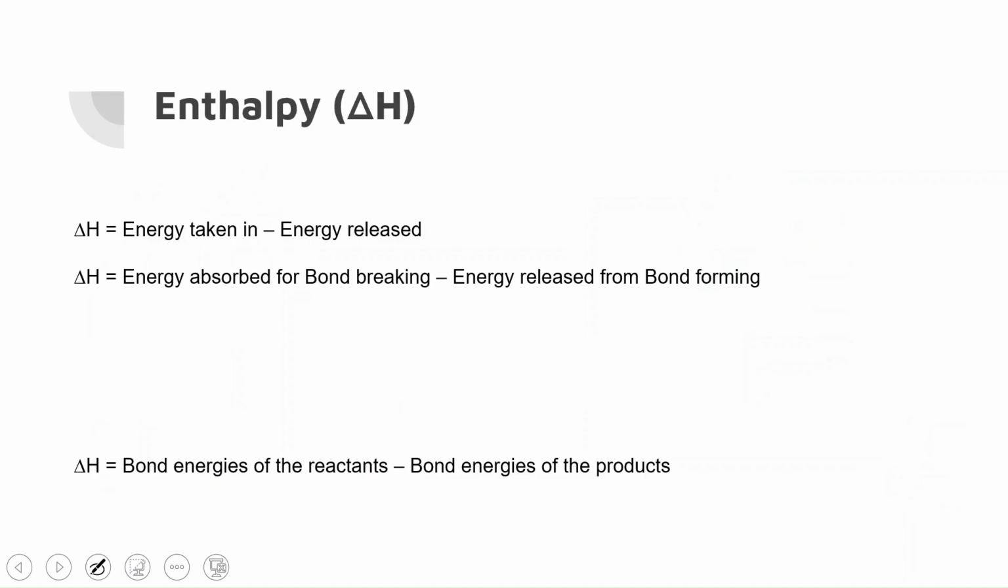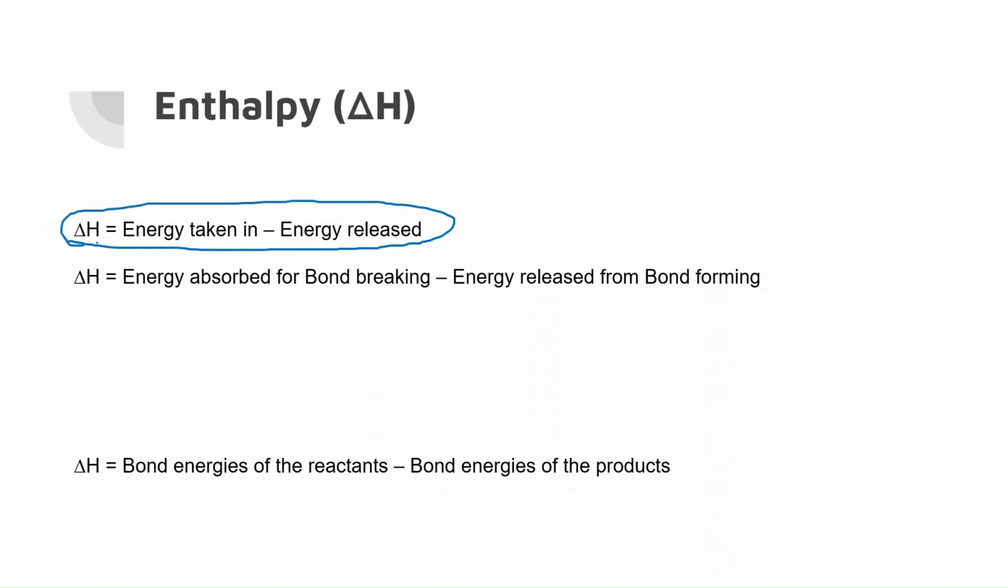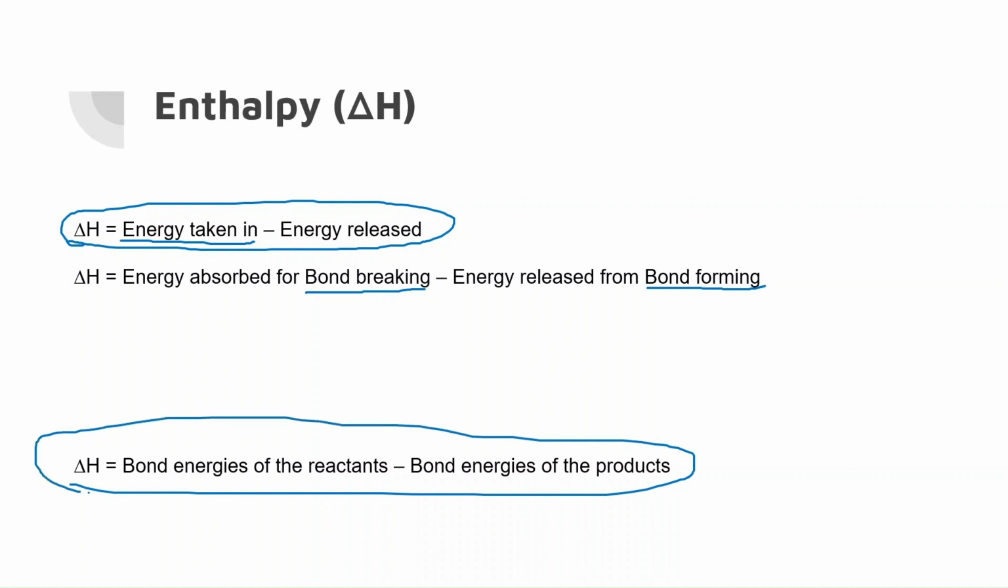So what is enthalpy? There are some formulas for this, and the formula in the syllabus copy is energy taken in minus energy released. But what is energy taken in for? Energy is absorbed to break the bonds, and energy is released from bond forming. As a tip, we can simply use this formula, which is what I used as an IGCSE student: delta H is equal to the bond energies of the reactants minus the bond energies of the products. That is simply what delta H is equal to in terms of bond energies.